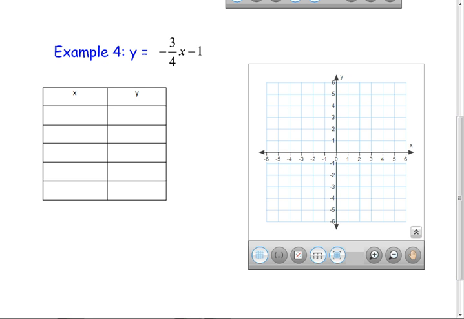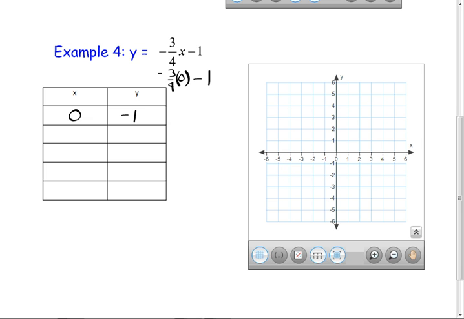Well, I always like to do easy first. That's kind of just my plan here. What's -3/4 of nothing? Nothing. So where's the y value here? No, it's -3/4 times 0 minus 1. So it's -1.